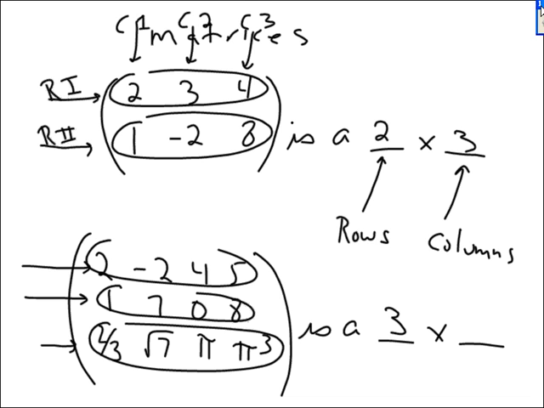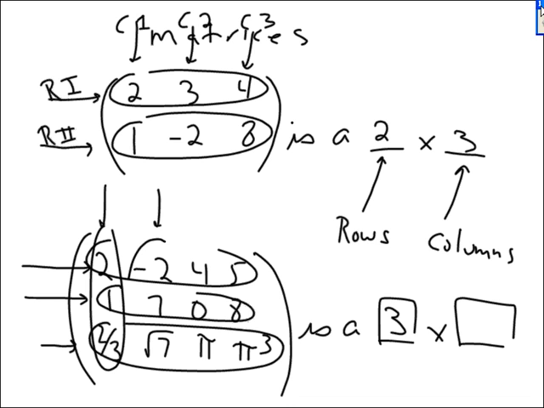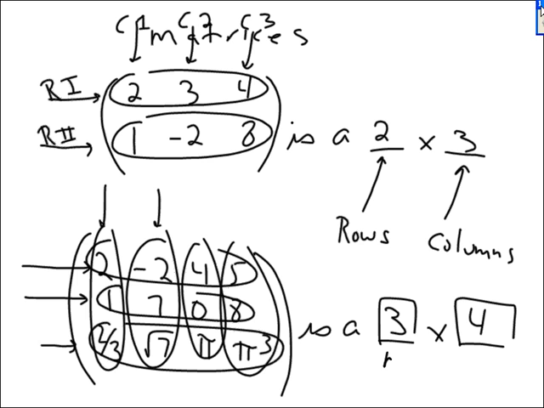The first entry here must be the number of rows. The next entry is the number of columns. There is 1 column, a second column, 3 columns, 4 columns. This is a 3 by 4 matrix. The one above is a 2 by 3 matrix.